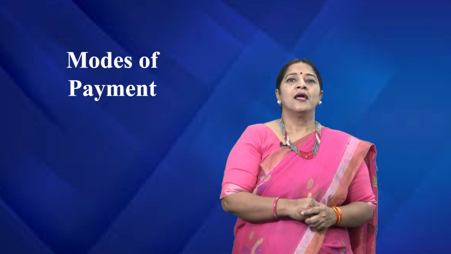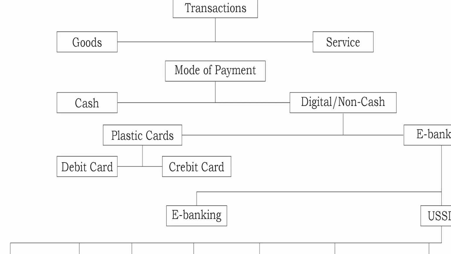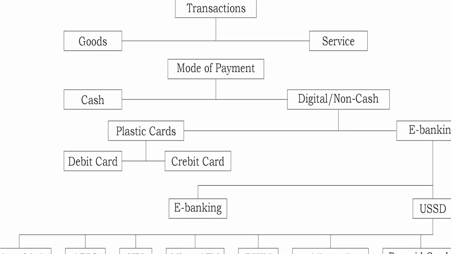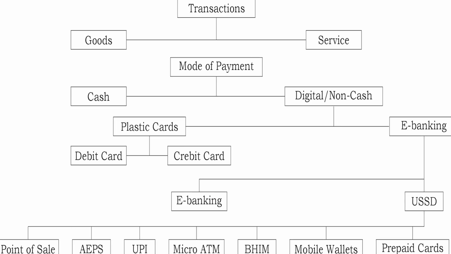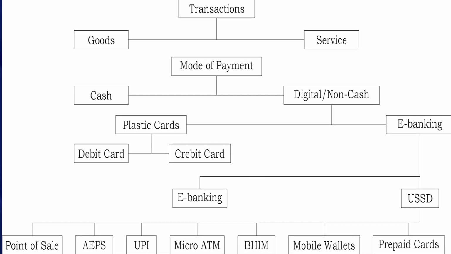Modes of payment. Modes of payment refers to the methods of payment made by the buyer of the goods or services purchased. In retailing, the payment may be made in the form of cash, check, card, online payment, mobile apps, etc. So we can understand this through this figure, where all the modes of payment are shown like cash, debit card, e-banking, credit card, USSD, micro ATM, Bheem mobile, wallets, prepaid cards, point of sales, AEPS, UPI and digital or non-cash. Generally used payment modes in retail business have been discussed below.